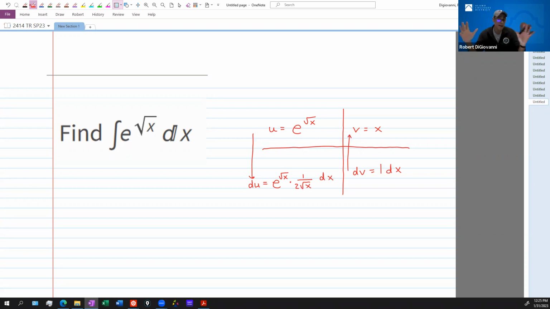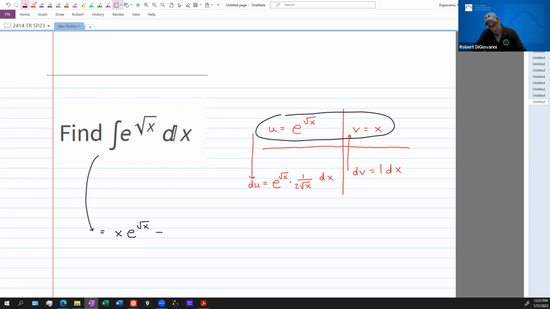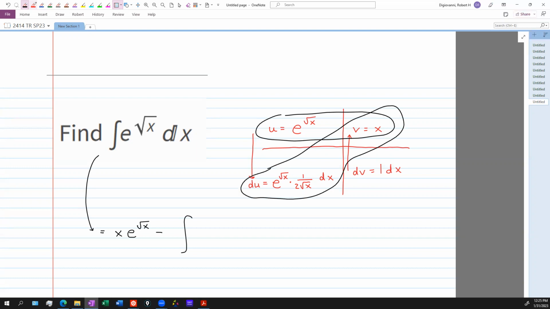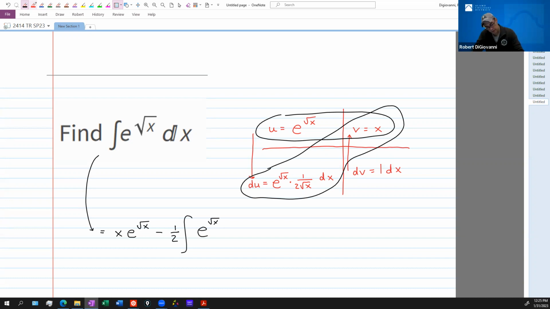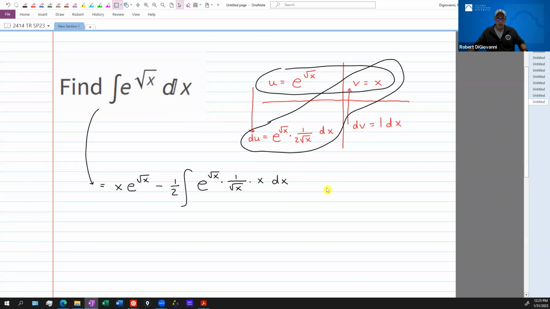I mean, we're getting somewhere. We're playing the game. So let's write things down. This integral becomes uv minus the integral of v du. I'm going to write that as x e to the root x minus, and I'm going to leave a little space to pull out a constant if I need to. Do y'all see what constant I can pull out? 1/2. A half, yeah. Everything else I'm going to just leave as is: e to the root x times, I pulled the 2 out of the bottom, so I still have 1 over root x, times x dx. Anyone have a question on where I am at this point?